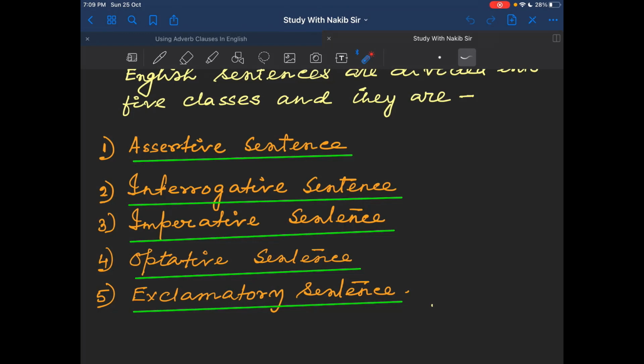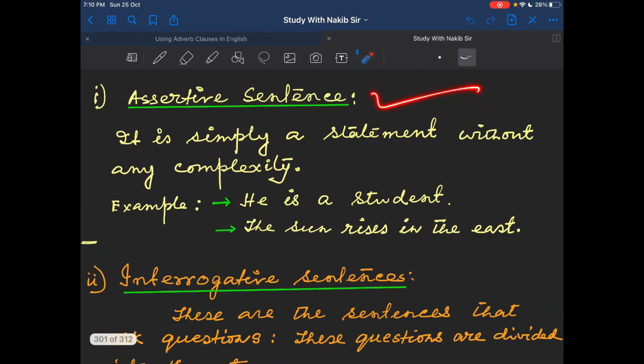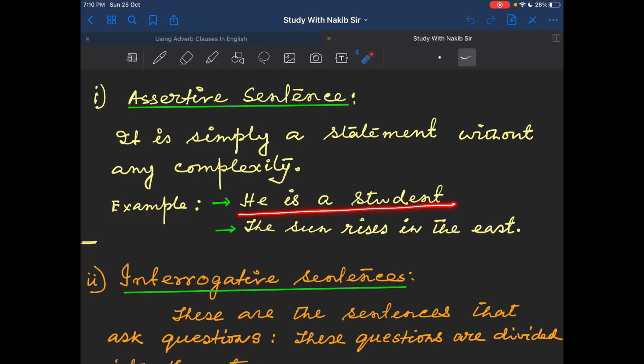Now see the sentences one by one. Assertive sentence. What is an assertive sentence? It is simply a statement without any complexity. A statement. See the example. He is a student, a statement. The sun rises in the east, statement. All the simple statements, small or big, are assertive sentences.